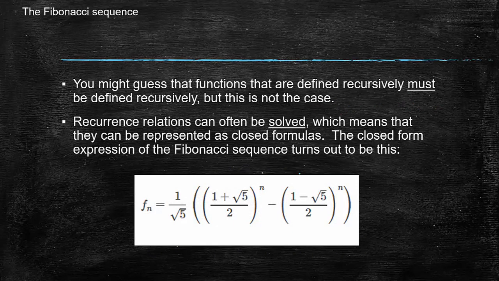Now you might guess that functions that are defined recursively must be defined recursively, but that's not actually the case. Recurrence relations can often be solved, which means that they can be represented as closed formulas. The closed formula expression of the Fibonacci sequence is this. I won't read it, but you can see that it's rather complicated, and this gives you an understanding of why it can sometimes be preferable to have a recursive definition.